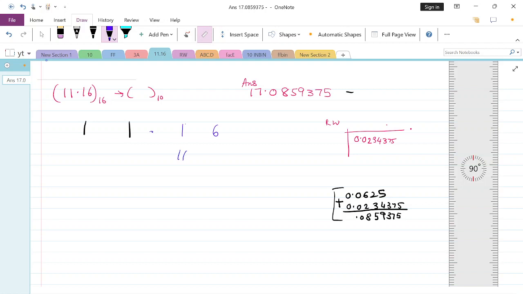fraction part. So their weights will be -1 and -2. And the weights for the whole number part will be 16 to the power of 0 and 16 to the power of 1. So you can say 1 into 16 to the power of 1 plus 1 into 16 to the power of 0. One thing you have to take care of when you're writing those numbers, be careful. If you write any wrong number, like it's 1 and you write 3 in place of this, or instead of 6 you write 1, then the answer will come out wrong.